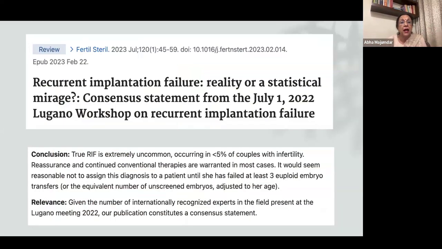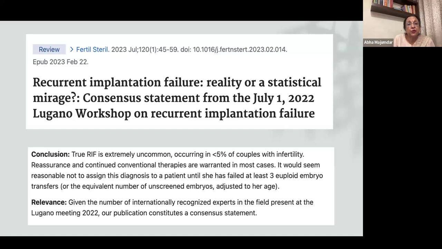And last of all, I found this article. I was listening to a talk yesterday given by one of our doctors from South India, and I took this. This was a very interesting article published in Fertility and Sterility in July 2023, that is after the ESHRE consensus. Recurrent implantation failure, reality or a statistical mirage? This is the consensus statement from the July 1st, 2022 Lugano workshop on recurrent implantation failure.